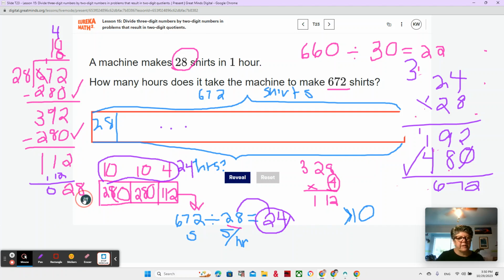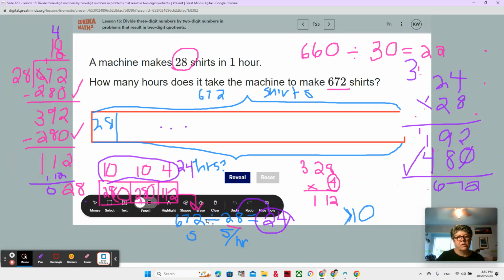Let's see if we can get a sentence here. I like to use this one for the sentences because I can type it. It's a little bit faster than writing it by hand. Make sure that you are also writing this down on a piece of paper. It takes 24 hours to make 672 shirts.